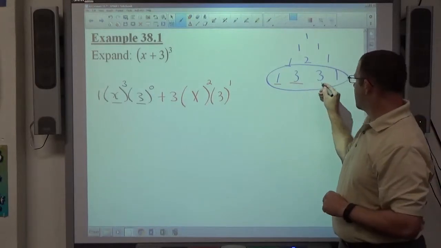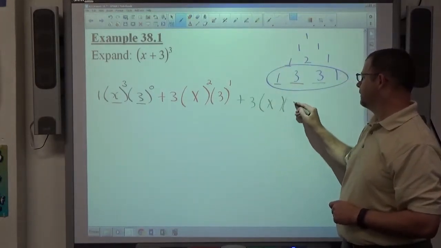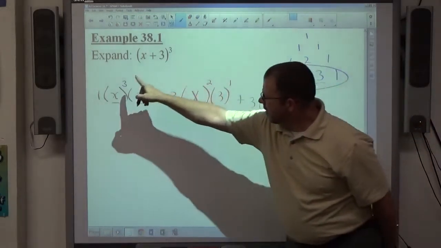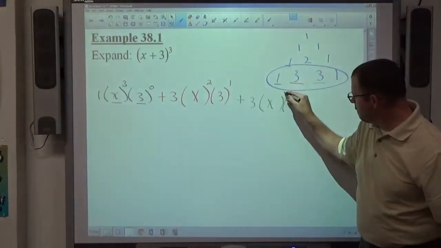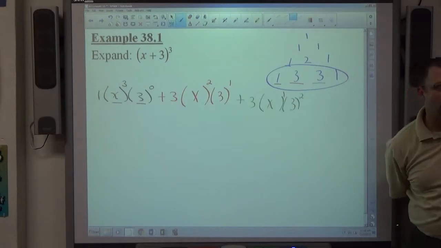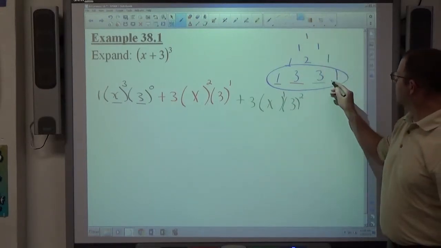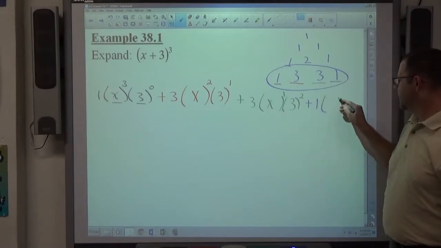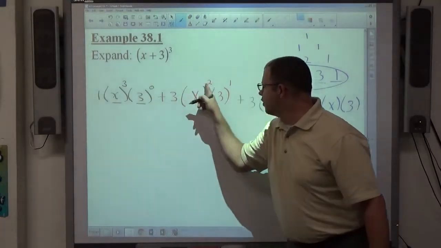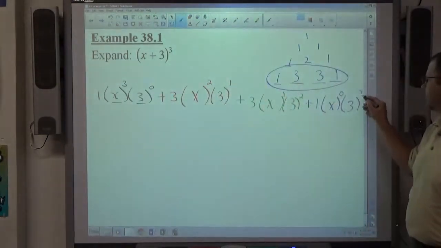Next number is 3, so plus 3. And my pieces again are x and 3. You always put the exact same things in these parentheses every time. The first object is always counting down by 1, the second object is always counting up by 1: cubed, squared, first, 0; 0, first, second. And the last number of Pascal is 1, with x and 3: x to the 3, 2, 1, 0 and 3 to the 0, 1, 2, 3.